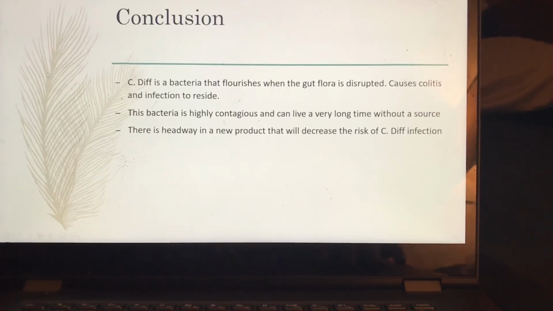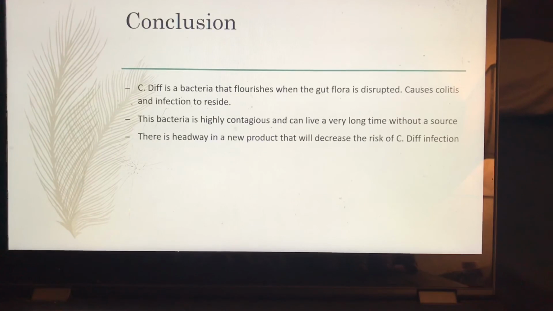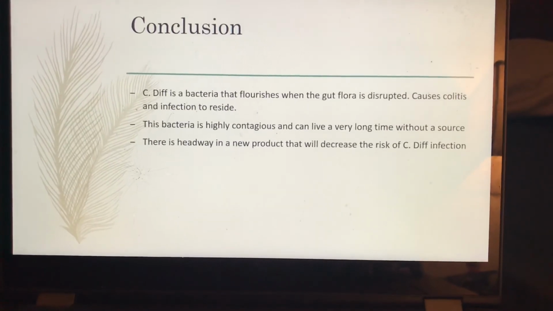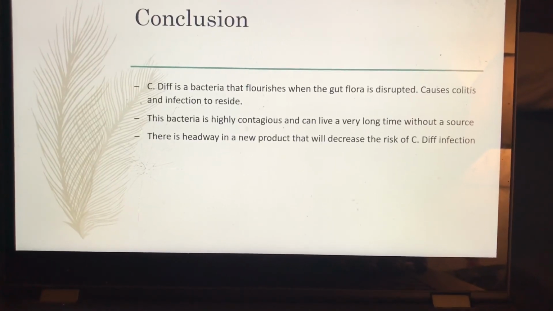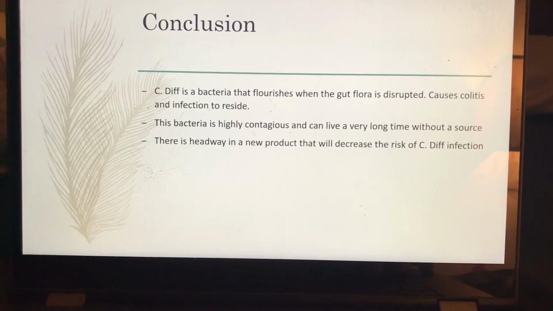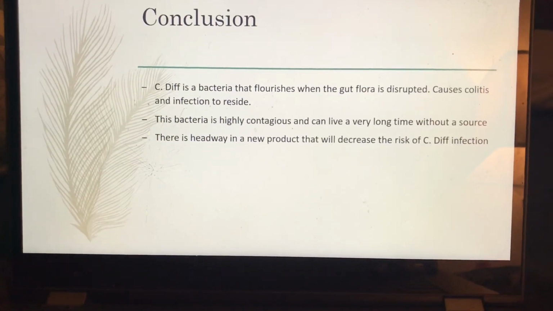So just my conclusion. C. diff is a bacteria that flourishes when the gut flora is disrupted. It causes colitis and infection to reside. This bacteria is highly contagious and can live a very long time without a source. And there is headway for a new product that will decrease the risk of C. diff infection.